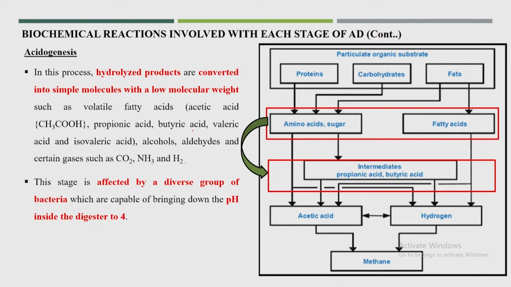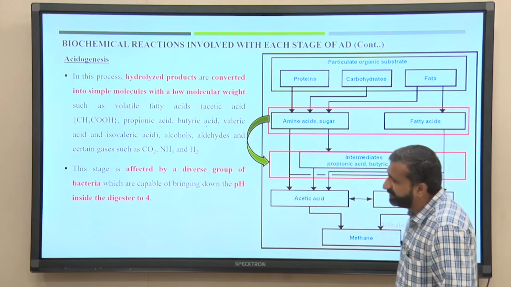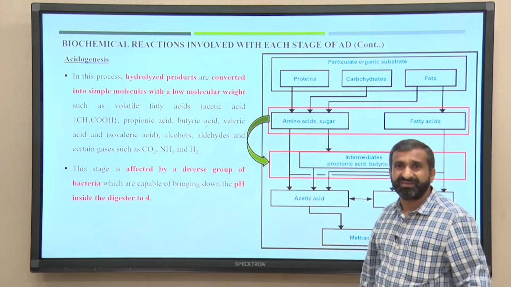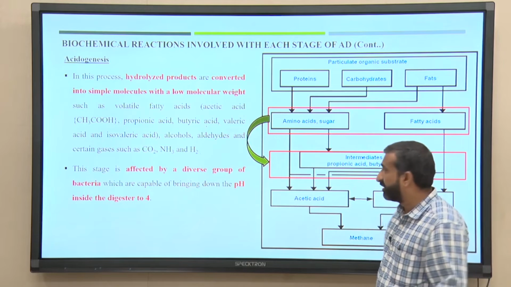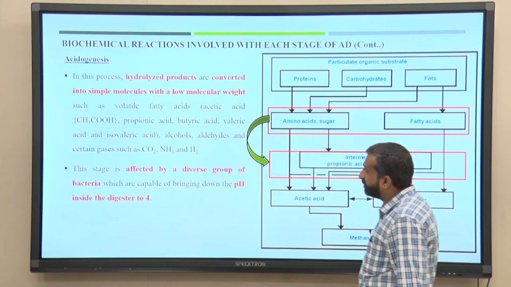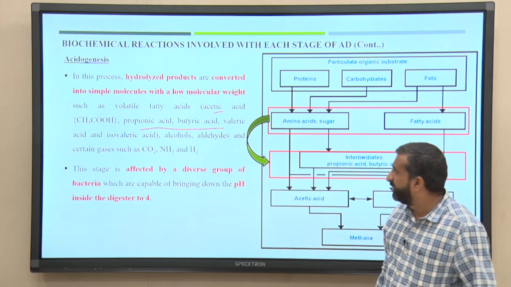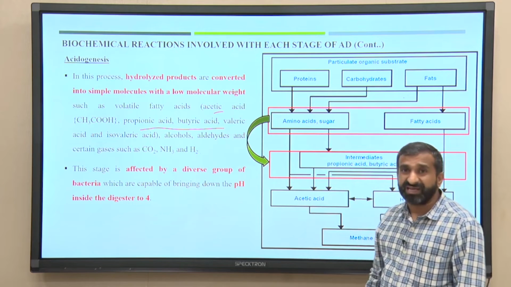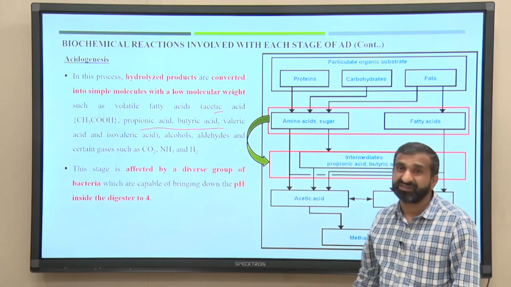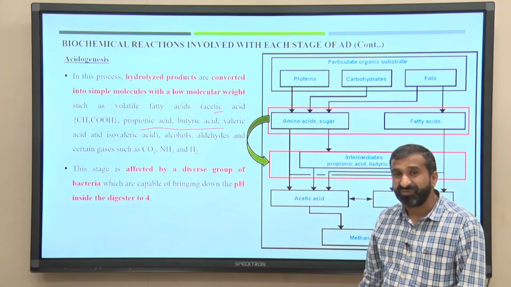This stage is carried out by a diverse group of bacteria which is capable of bringing the pH inside the reactor down to 4. This is also a very important fact in the anaerobic process, because these bacteria are among the strongest bacteria in the degradation process under anaerobic conditions. Because of the production of acetic acid and propionic acid, although they are not very strong acids, they are weak acids, there is a chance of a drop in pH to 4.